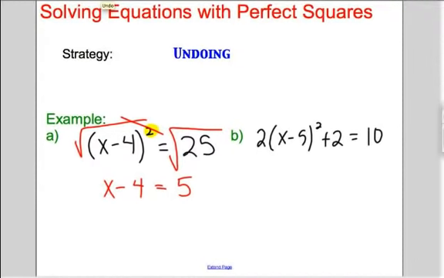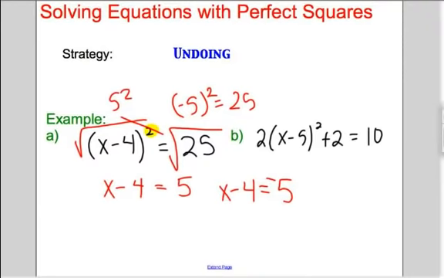But here's where the trick comes in. There's two ways to get 25. One is 5 and one is negative 5. So my two solutions at this point are 5 and negative 5, because negative 5 squared gives you 25, and so does 5 squared. So these are two solutions that happen when I square root both sides. They could be 5 or negative 5.